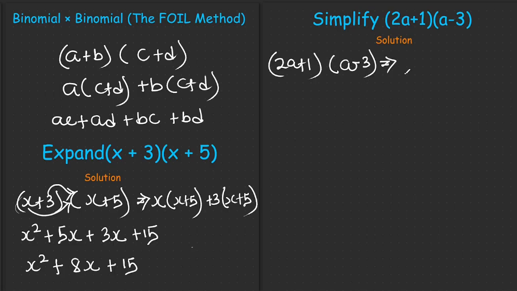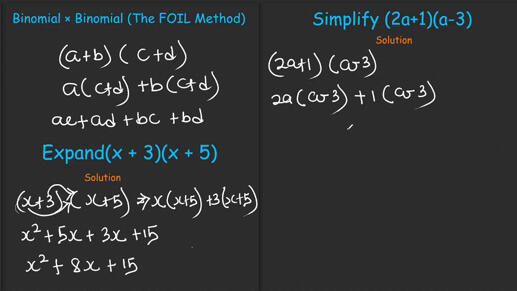Starting off with the 2a, we have our 2a multiplying a minus 3. That is the whole of this multiplying the bracket. And then you have a 1 multiplying the whole of this bracket as well. So it's a positive 1 into bracket a minus 3.